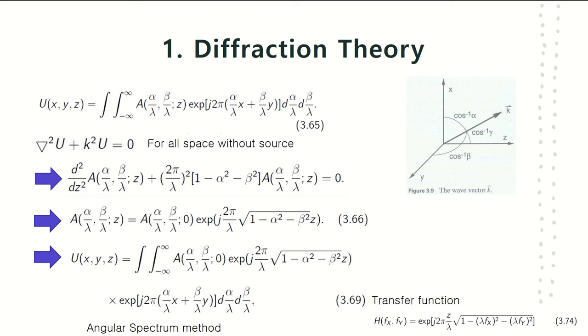What we have to do is the Fourier transformation of the aperture u, multiply by the transfer function, and finally take the inverse Fourier transformation of the whole equation. And then we can get the amplitude information of the image space. This process is the angular spectrum method of diffraction theory.